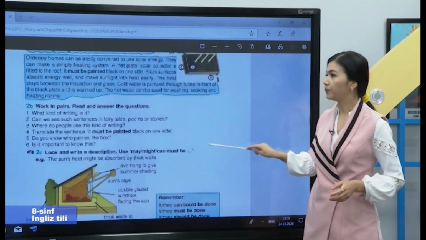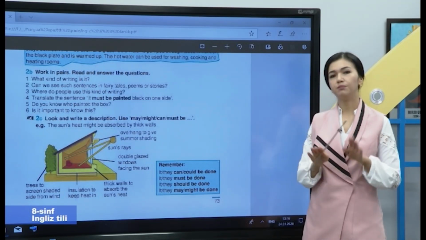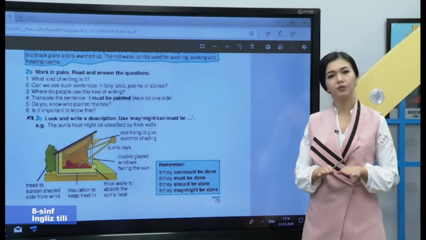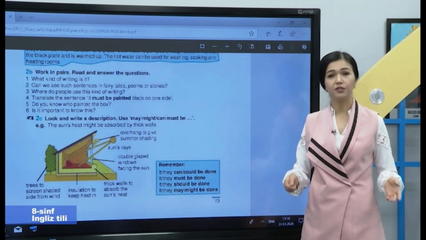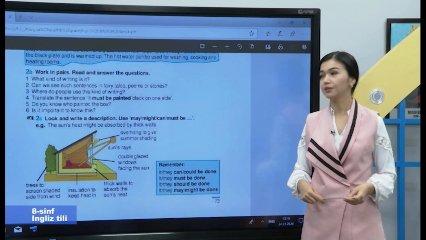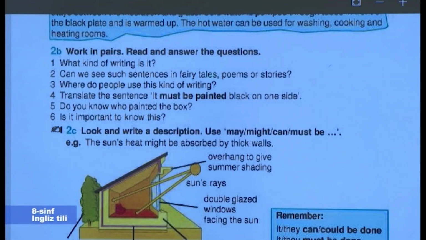Okay, now the next exercise. 2B, work in pairs. If it's possible, please work in pairs. Find someone from your family. If not, you can do it yourselves. So read and answer the questions. Let's start. The first one: what kind of writing is it? Write down the answer. Have you written it down?